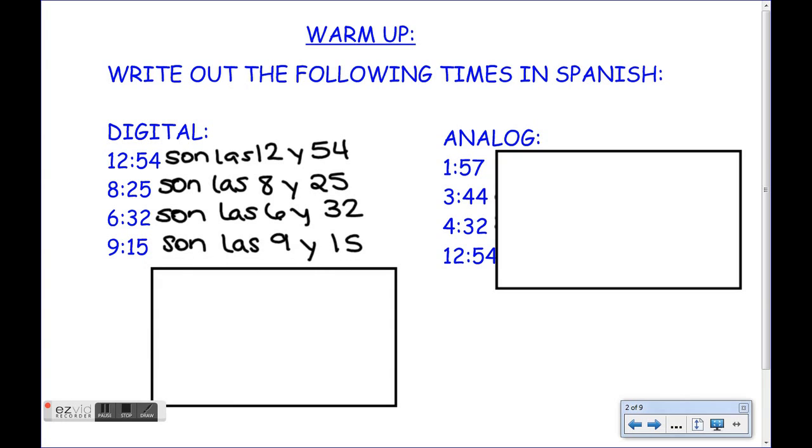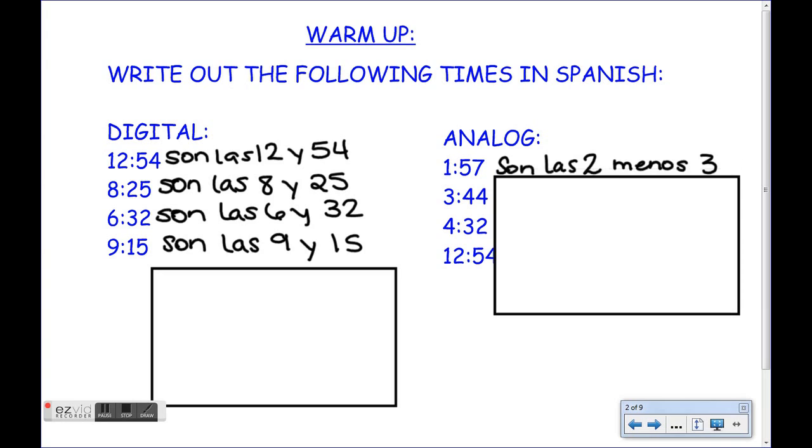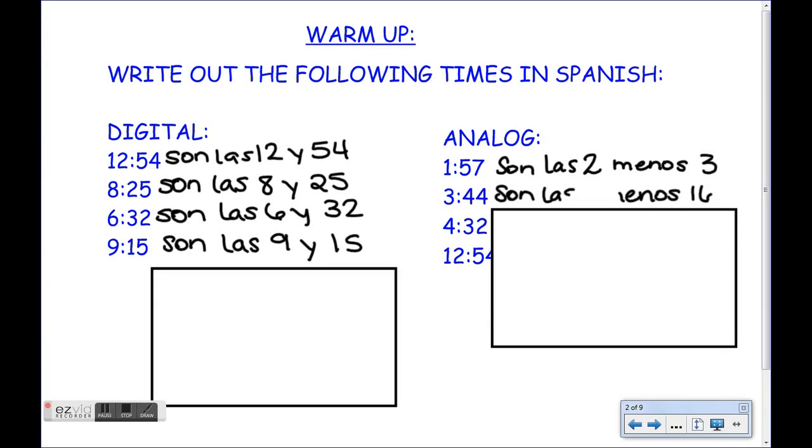Alright, for the next section we have analog, and for the analog times we need to make sure that we're boosting the hour by 1 and telling how many minutes till that hour. So let's look at the first one. Son las 2 menos 3. Son las 4 menos 16.